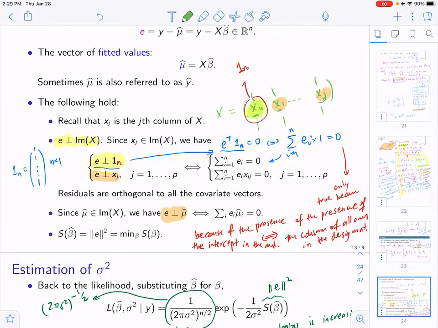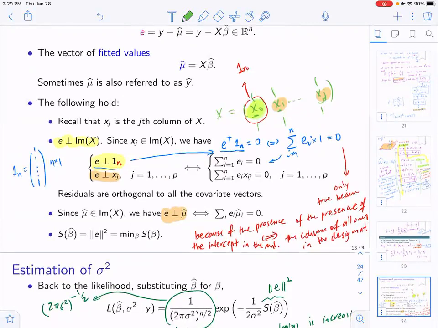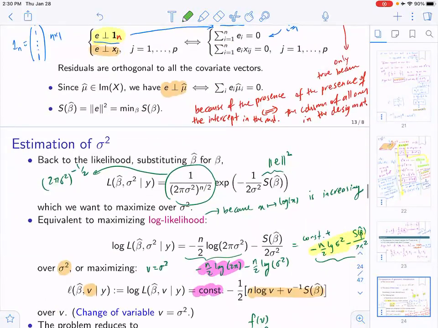Yeah, so that's mostly this slide. And there's this extra notation that we sometimes write. Your book has this notation: S(beta) is the norm of y minus X beta, squared. This appeared in the exponent of the PDF. And so we minimize this.